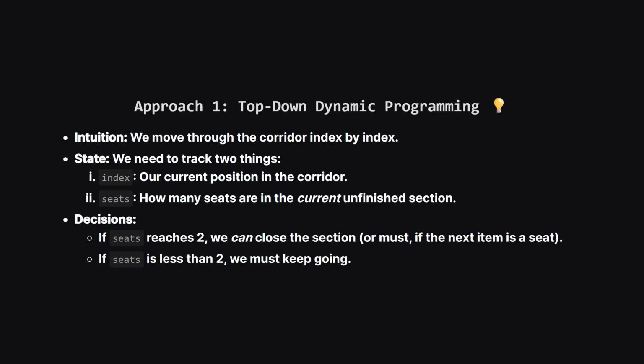The editorial suggests a top-down dynamic programming approach, and that's a very solid way to think about this. Imagine walking down the corridor. At every step you have to decide, do I put a divider here? To make that decision, you need to know 2 things. Where are you right now? That's our index. And more importantly, how many seats have you counted in the current section so far? That's our seats count. If we have exactly 2 seats, we have the option, or sometimes the obligation, to place a divider and start a new section. If we have fewer than 2, we have to keep walking to find more seats.